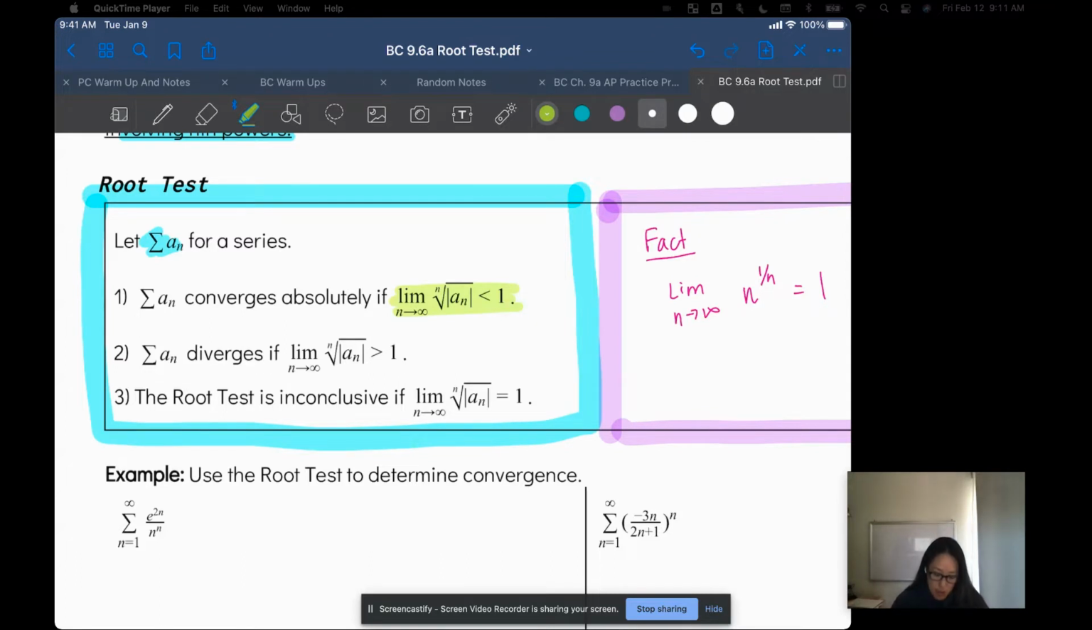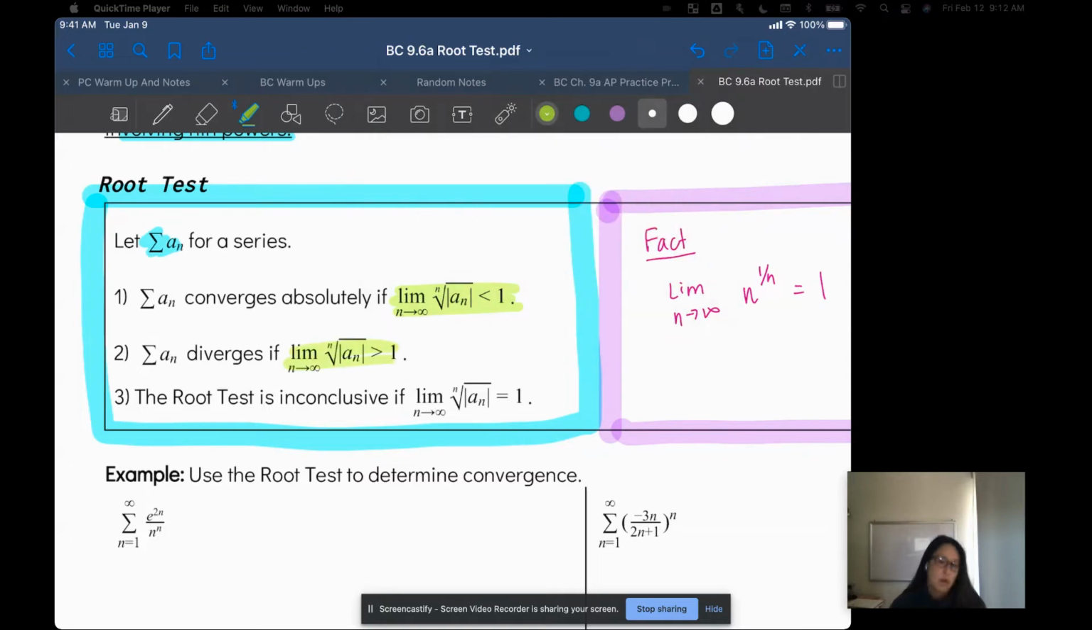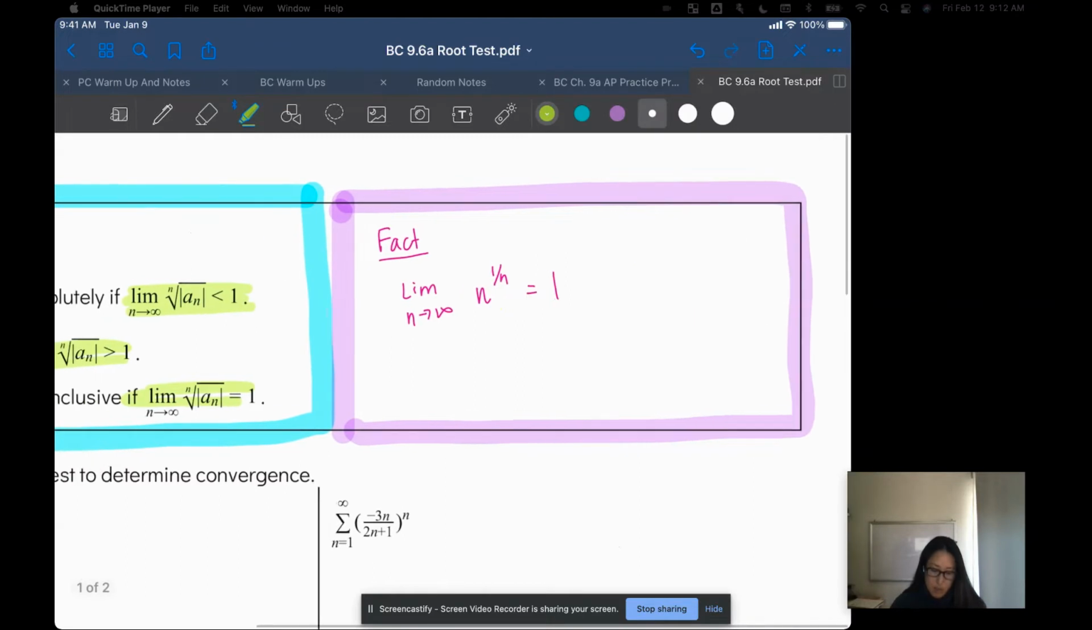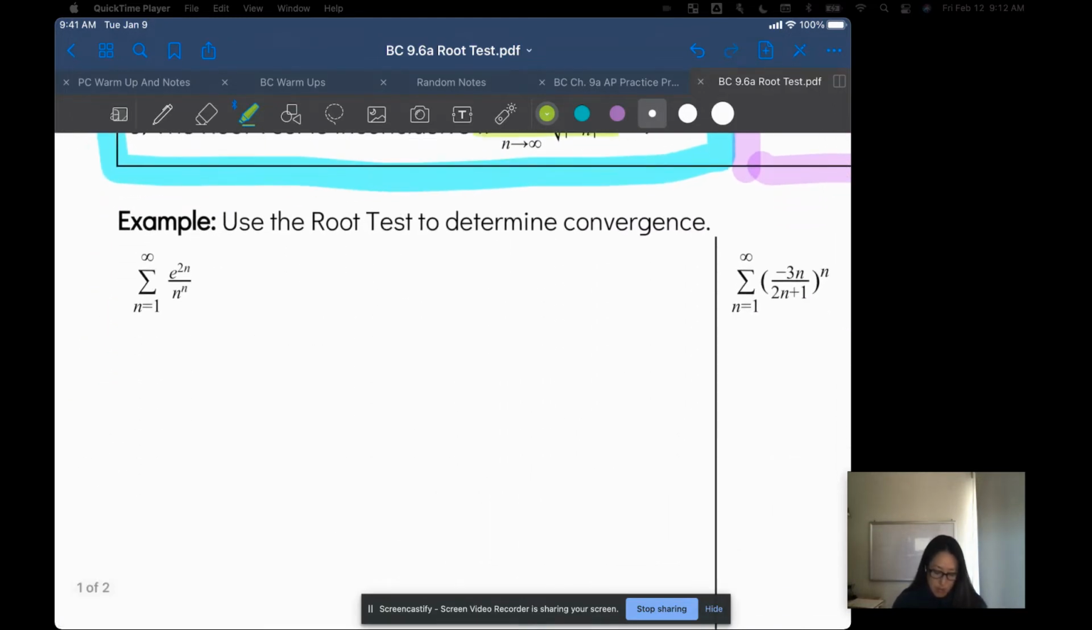What we also know is that if that same limit is greater than 1, then it's going to diverge, and if the limit is equal to 1, then it's inconclusive. So three outcomes. One thing we know as well is that sometimes we end up with the limit as n goes to infinity of n to the 1 over n, and I'm going to tell you that equals 1. I'll do a separate video of the proof of that.